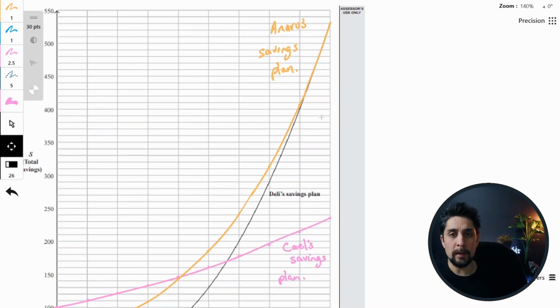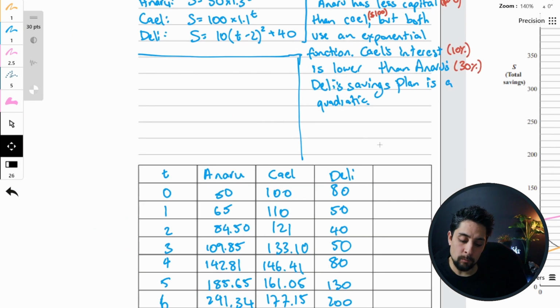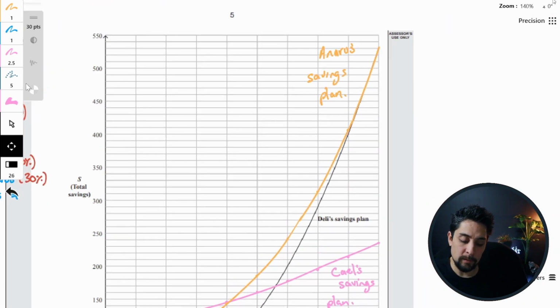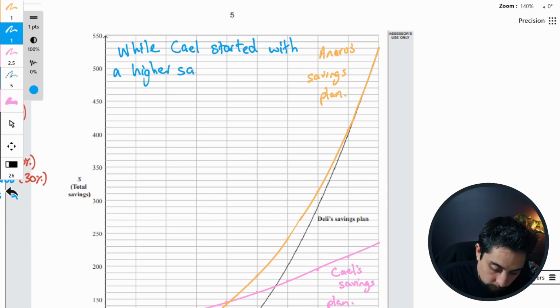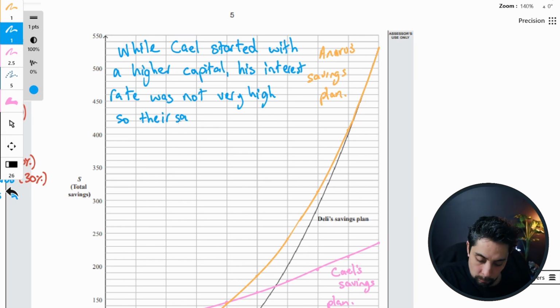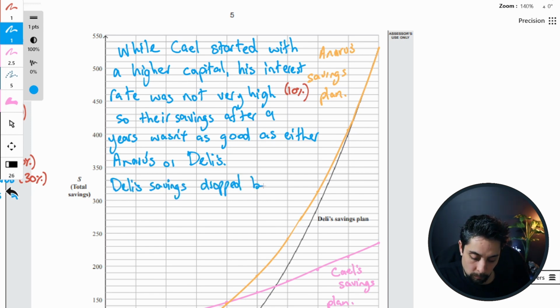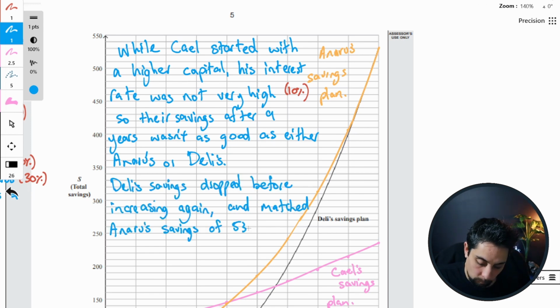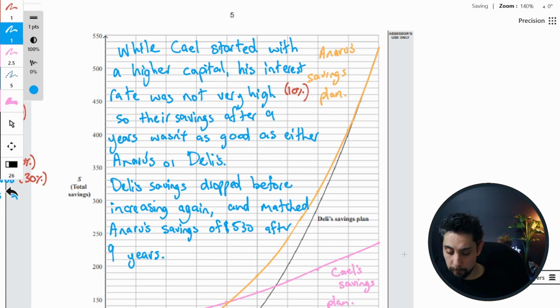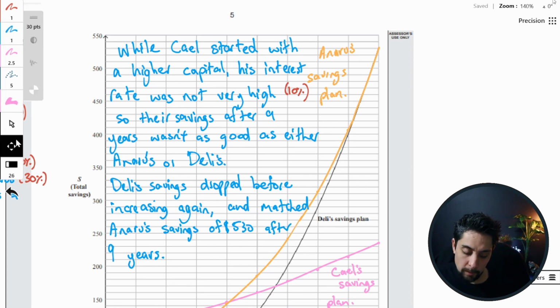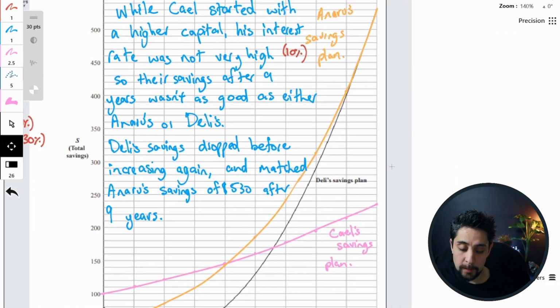So we just need to write that out in a sentence. There isn't much room here, so I'm just going to write it on this graph. So I've got a little bit of a conclusion there, stating that Kale's is not as good as the other two. Now I'm just going to compare the other two. And I think I'm pretty much done. I'm going to leave it there. That was the end of question 1.